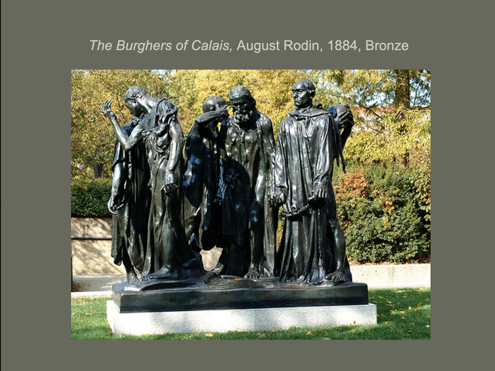This is a larger piece, The Burghers of Calais by Rodin from 1884. Each one of these was done in a casting process, but originally modeled out of clay, and then a mold was created from it and it was cast in bronze.